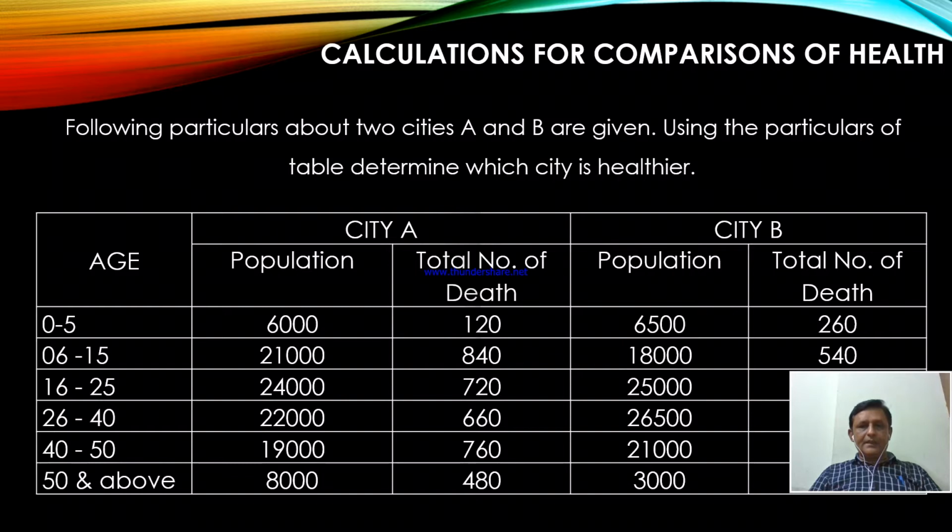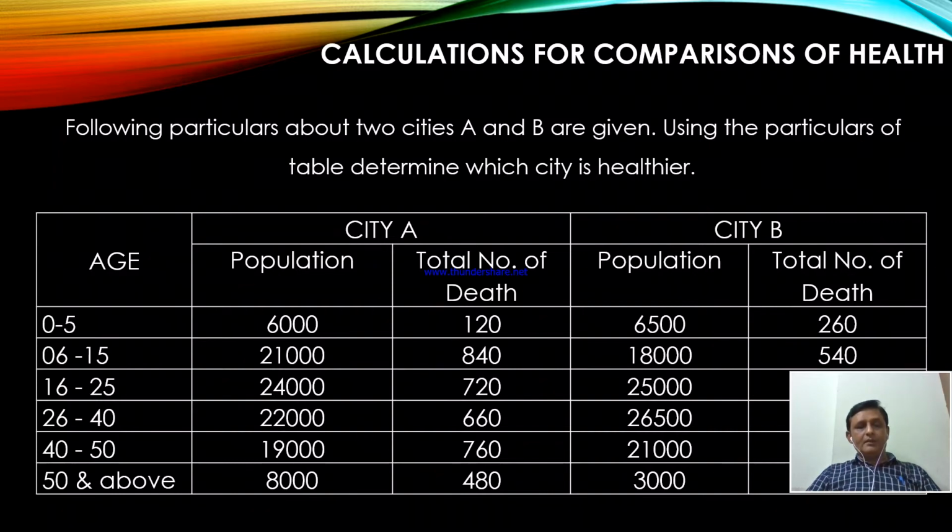Let me discuss each first. The age group 0 to 5 means from the birth of a child to the age of 5 years. 6 to 15 is again the teenage, and it covers 6 to 15 years of age of children. The next is the 16 to 25 years age group, youngsters. Again the young people are covered in the 26 to 40 age group. Then the rest, 40 to 50 and all those 50 and above.